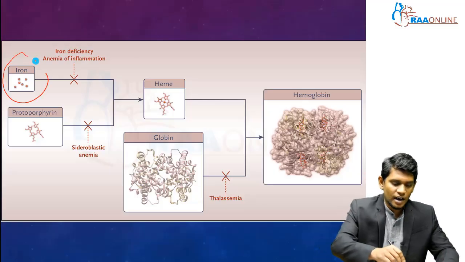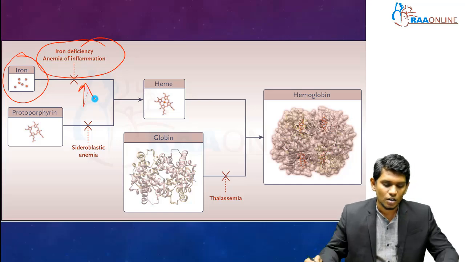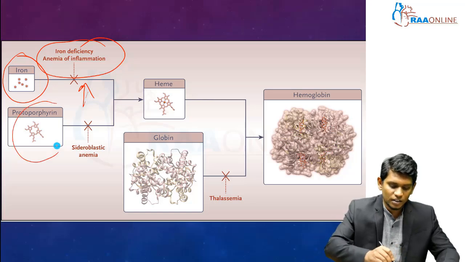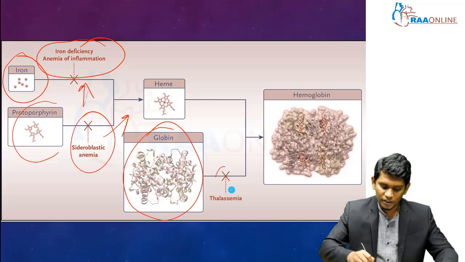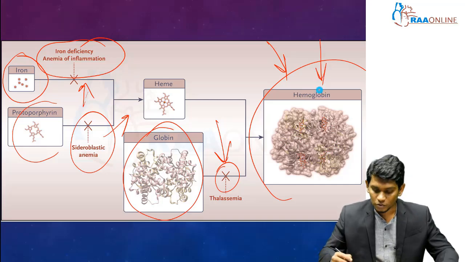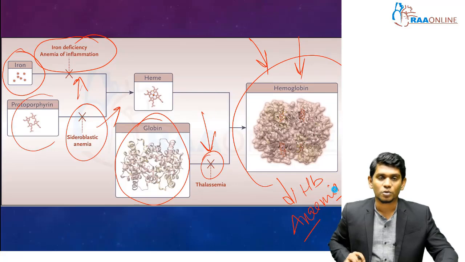First part, where the iron is not absorbed either because of inflammation or is not available for heme formation, is called IDA, that is iron deficiency anemia, or anemia of inflammation, that is chronic inflammation. Will deal with that. Then coming to protoporphyrin to heme, that is heme synthesis being affected, will lead to sideroblastic anemia. Then comes the globin chain, the protein component of the hemoglobin; that being affected will lead to thalassemia. Eventually everything will lead to reduction in hemoglobin, quantitatively or qualitatively, so hemoglobin concentration is reduced, leading to anemia, particularly microcytic hypochromic anemia.